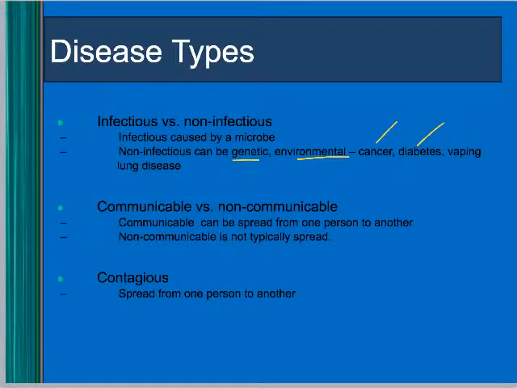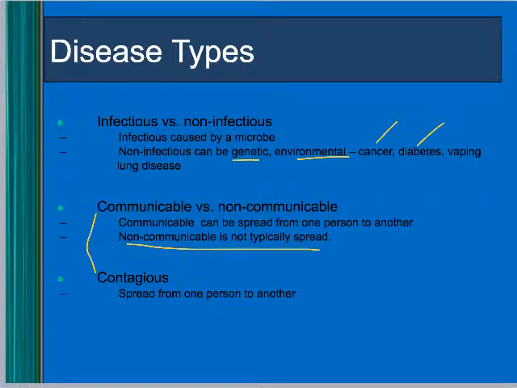Right now, this vaping lung disease is environmental. So infectious versus non-infectious. Communicable and non-communicable. So communicable can be spread from one person to the other, while non-communicable is not typically spread. Then contagious. Contagious means it spreads. So I always kind of think communicable and contagious are very similar. There's not a lot of difference between those in my mind.